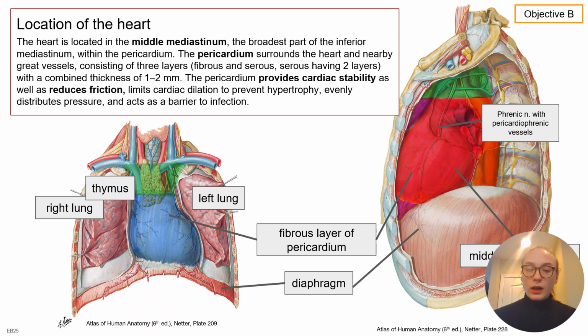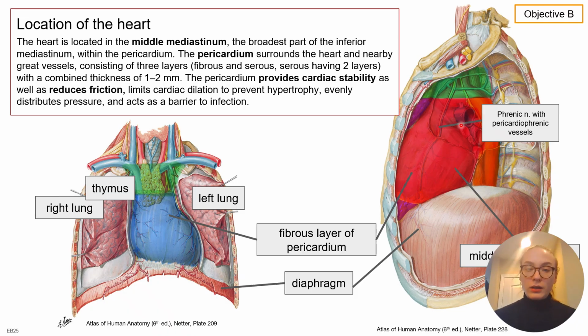So the heart is located within the thorax. More specifically, it's located in the middle mediastinum. This is the broadest part of the inferior mediastinum. So this region here that we see in the blue, let me see if I can get a little laser pointer up. There we go. This region here in the blue is where we see the middle mediastinum. And the heart is located in this sac, and that sac is called the pericardium. And it also kind of surrounds the great vessels around it.